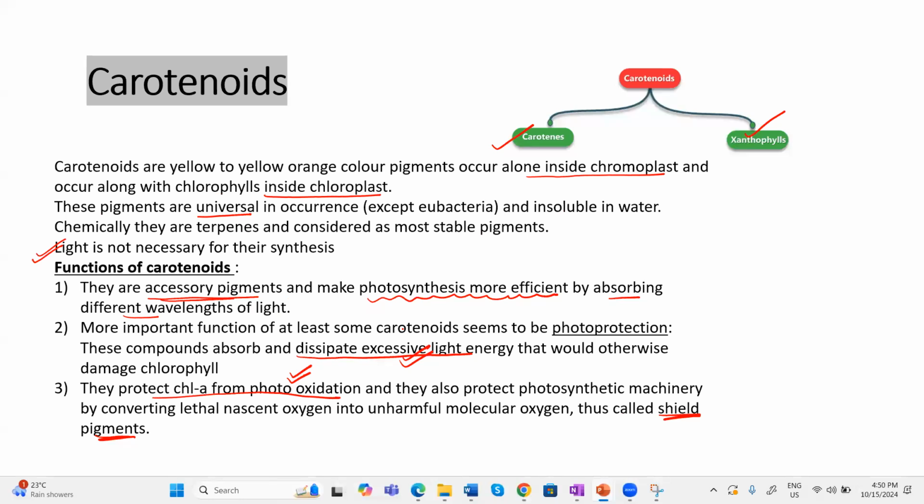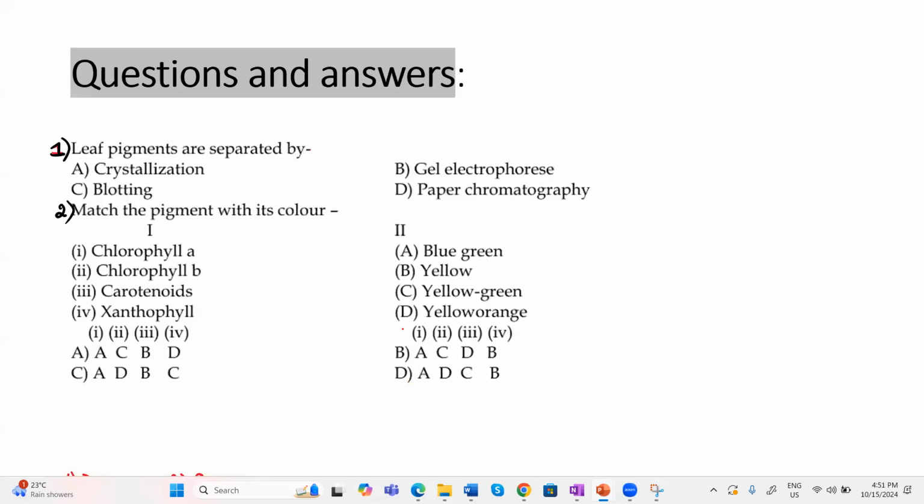So these are the two main pigments, chlorophyll and carotenoid, which are universal, present in every green photosynthetic organism except eubacteria. I hope this video has helped you to understand how to separate the pigments and what the main pigments present in the green part of the plant are. Now let us discuss a few questions based on it.